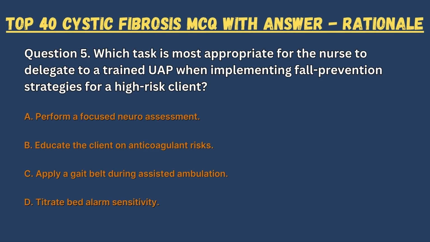Question 5. Which task is most appropriate for the nurse to delegate to a trained UAP when implementing fall prevention strategies for a high-risk client? A. Perform a focused neuroassessment. B. Educate the client on anticoagulant risks. C. Apply a gait belt during assisted ambulation. D. Titrate bed alarm sensitivity.